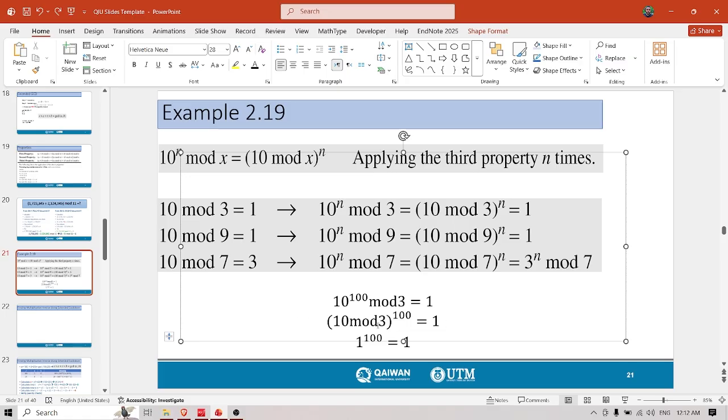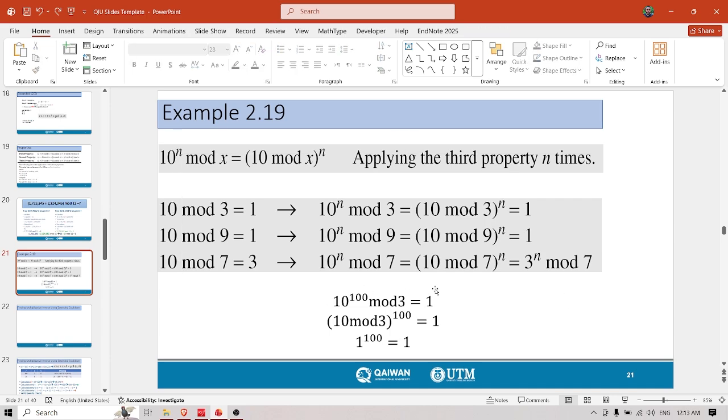Say 10 mod 3, to the power of, put the power in here. Now 10 mod 3 is equal to 1. Now 1 to the power of 100 or 1 million would be 1. So now there is no need for expanding 10 to the power of 100.